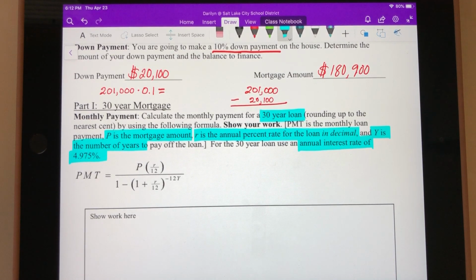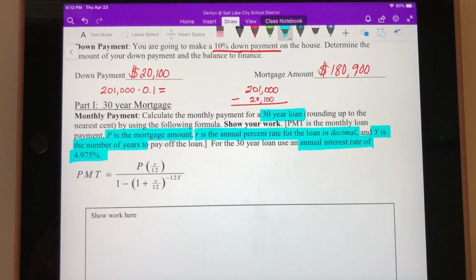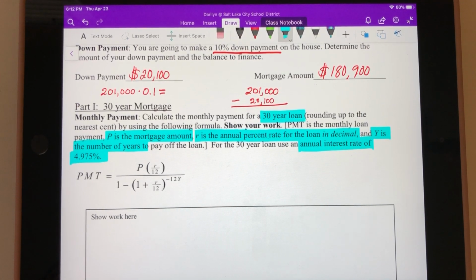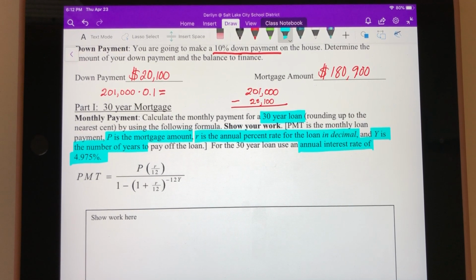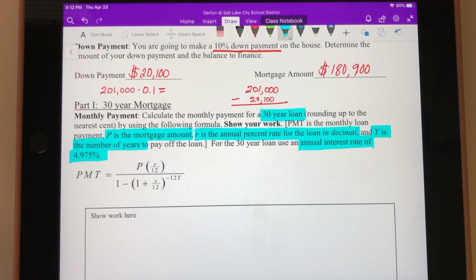Now that's a pretty high interest rate, but the interest rate that you get is all dependent on the market and your credit. So hopefully if you have good credit, and hopefully if the market is pretty good, like a lot of people are buying houses, or there's a lot of houses on the market, so there's a lower interest rate to entice people to buy, then you're going to have a lower interest rate.